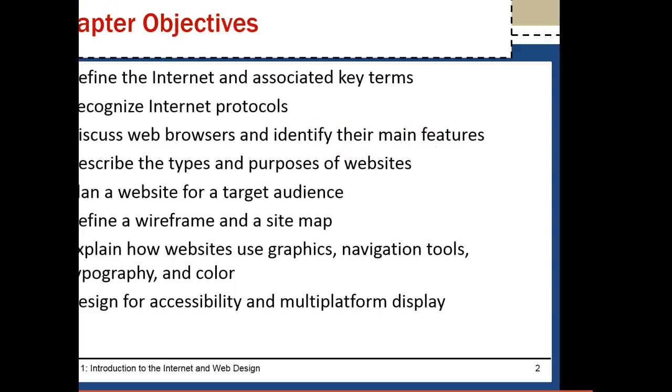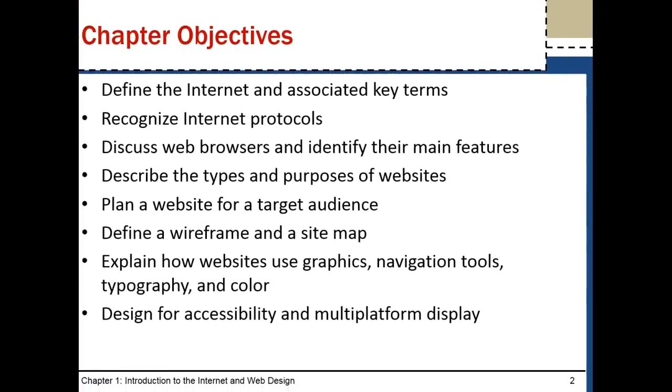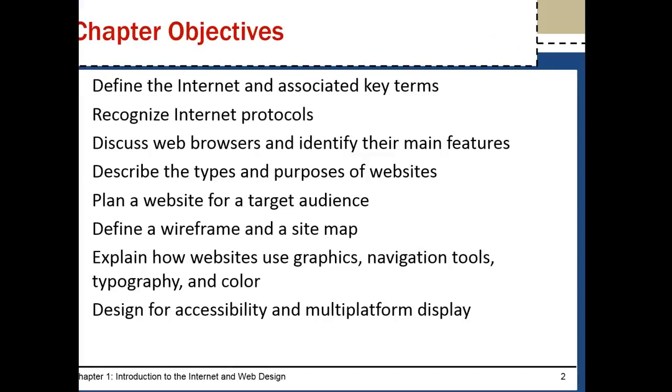So now let's look at some of the objectives of this chapter. This week, we are going to focus on what the internet is. I know most of you know what the internet is, but we are going to talk about its history and some of the important key terms associated with it, like TCP/IP, WWW, and URL. What do they mean? We are going to talk about internet protocols, and then we are also going to talk about web browsers, which most of you are familiar with, and identify some of the main features that each browser has. We will also talk about types and purposes of websites.